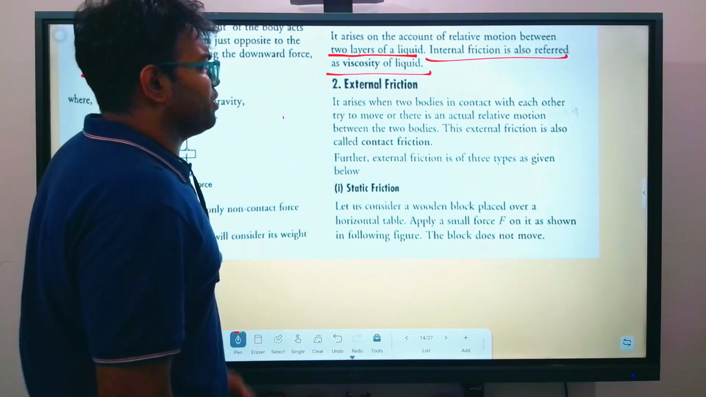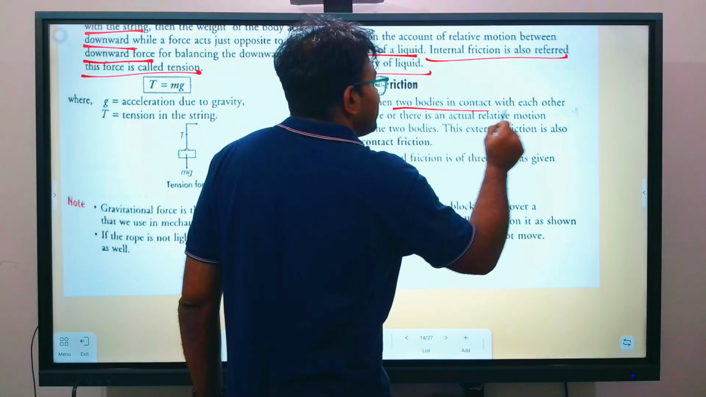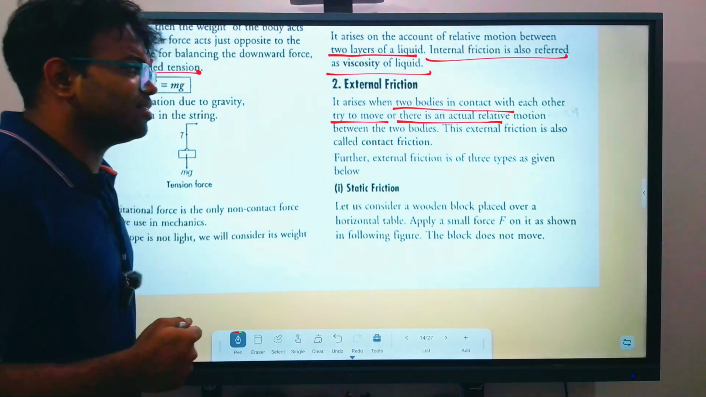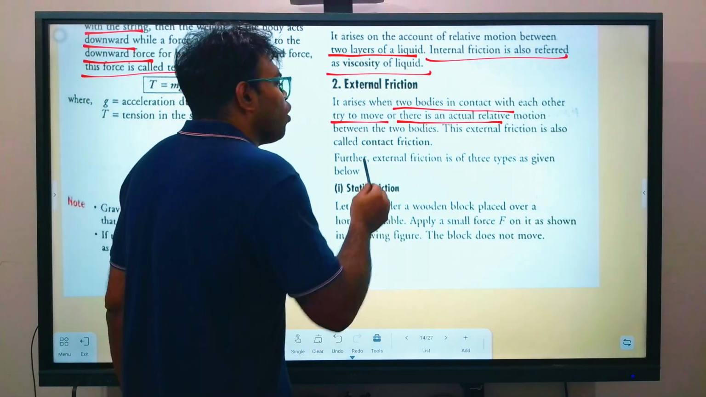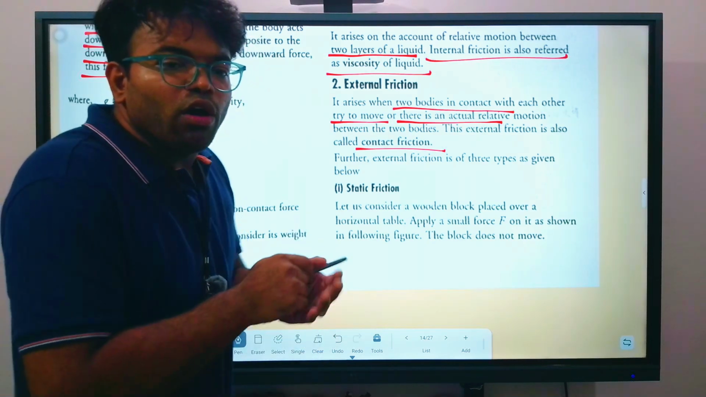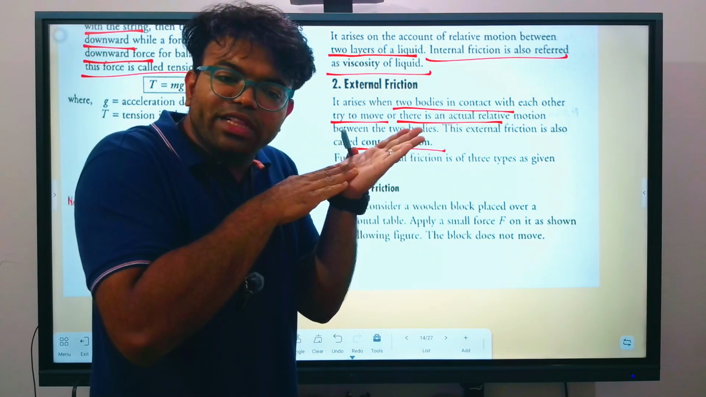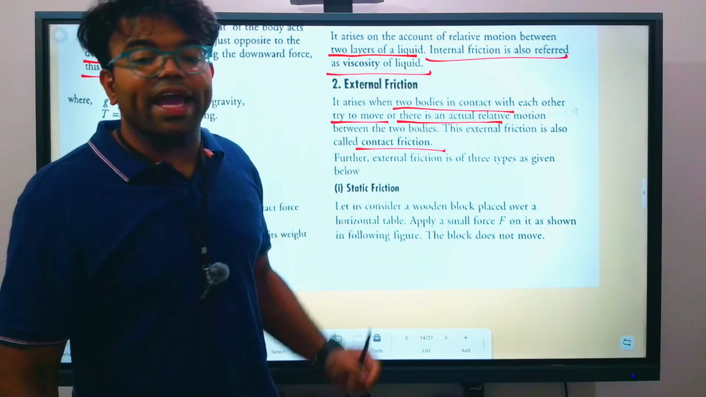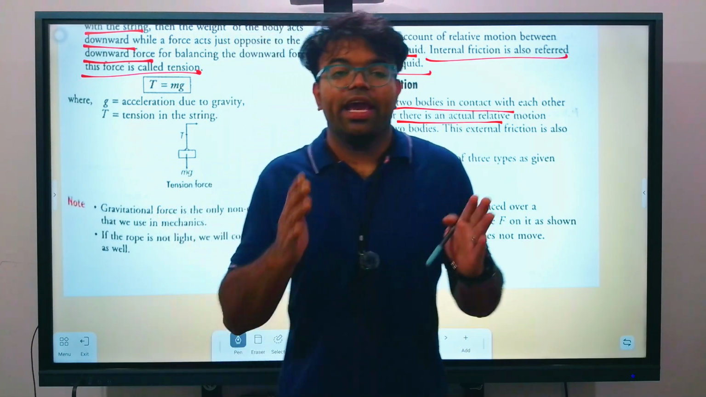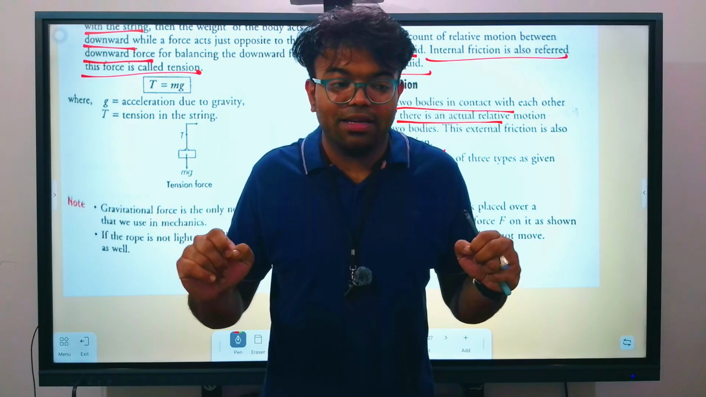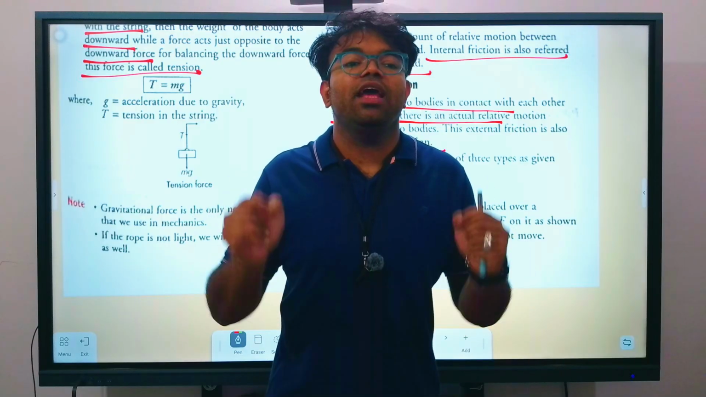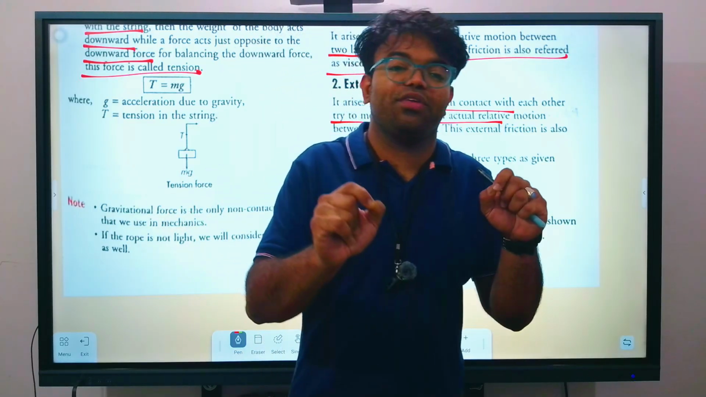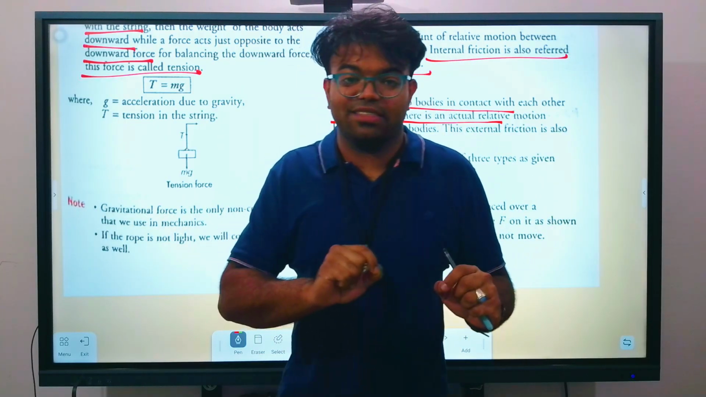Now, what is external friction? It arises when two bodies in contact with each other try to move, or there is an actual relative motion between the two bodies. This external friction is also called contact friction. So friction between two surfaces that are in contact with each other and also in relative motion with each other is called external friction. Did you understand this? They not only have to be in contact, but there should be a relative motion between these two surfaces. If and only if there is a relative motion between these two surfaces, then and only then will the friction arise. Clear?